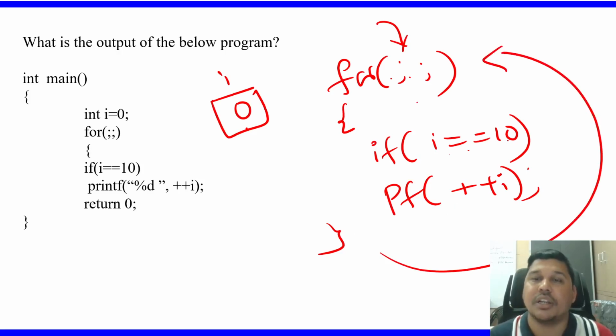Again, go back to the condition. There is no condition, so it's always true. Enter. The i value is still 0. Is 0 equal to 10? No. The printf of ++i will not execute, it will not go inside and will not do anything.